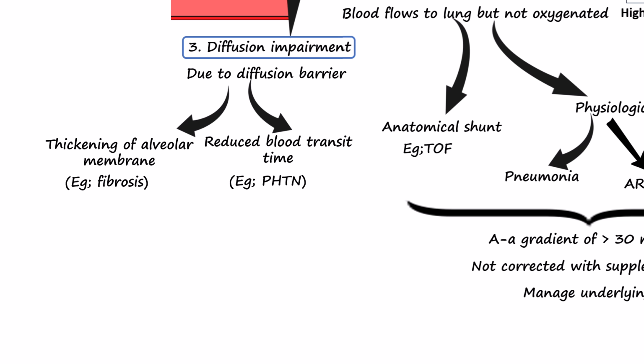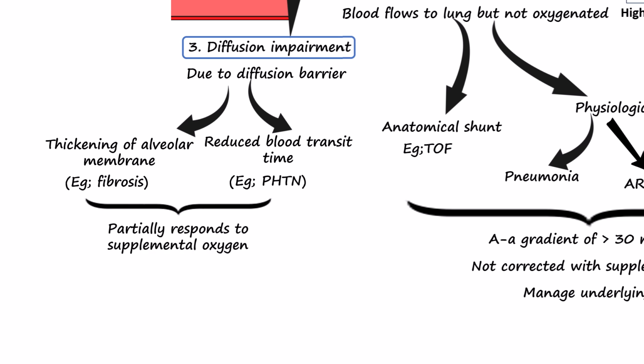The alveolar arterial gradient widens slightly at rest but expands significantly during exertion, when increased cardiac output further shortens capillary transit time. Unlike a shunt, diffusion impairment responds partially to supplemental oxygen, though improvement may be limited under high metabolic demand.